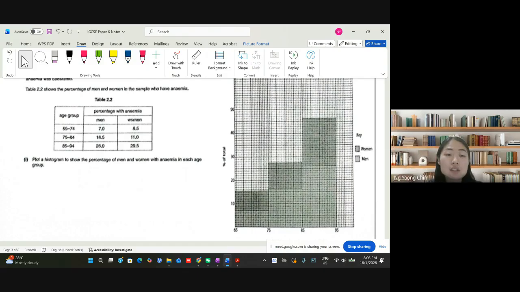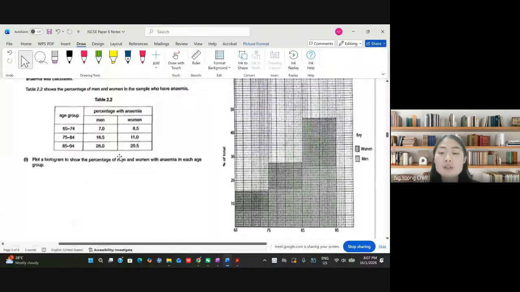For example, you have men and women, right, with the same age group. Okay, so 65 to 74. And then you can say, whenever the age group is increasing, it becomes older. So there will also be an increase in the percentage for the anemia. So you can also make a conclusion something like the risk of anemia is increased with the age. So that's why you need to plot the histogram.